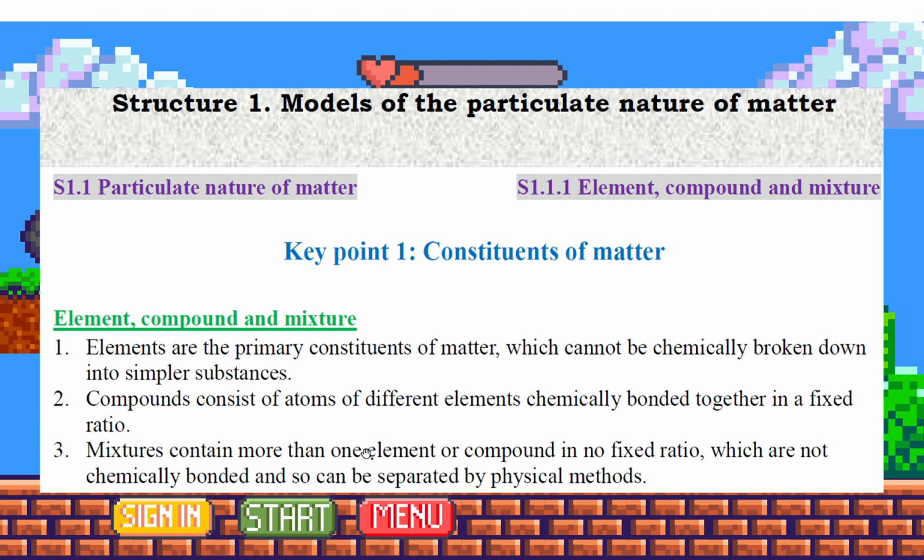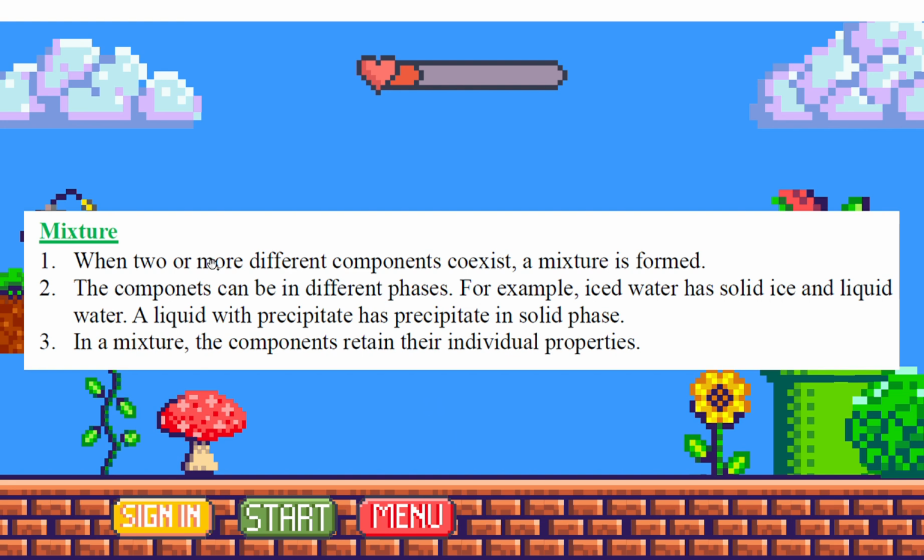A mixture contains more than one element or compound, but in no fixed ratio. It can be random, it can have some flexibility, and they are also not chemically bonded. So two differences between compound and mixture: fixed ratio, compound; chemically bonded, compound. The other is a mixture. And then we'll learn about what a mixture is later. When two or more different compounds coexist, a mixture is formed. Remember, different, so they are not connected. If they are connected, we'll say one compound. The components can be in different phases.